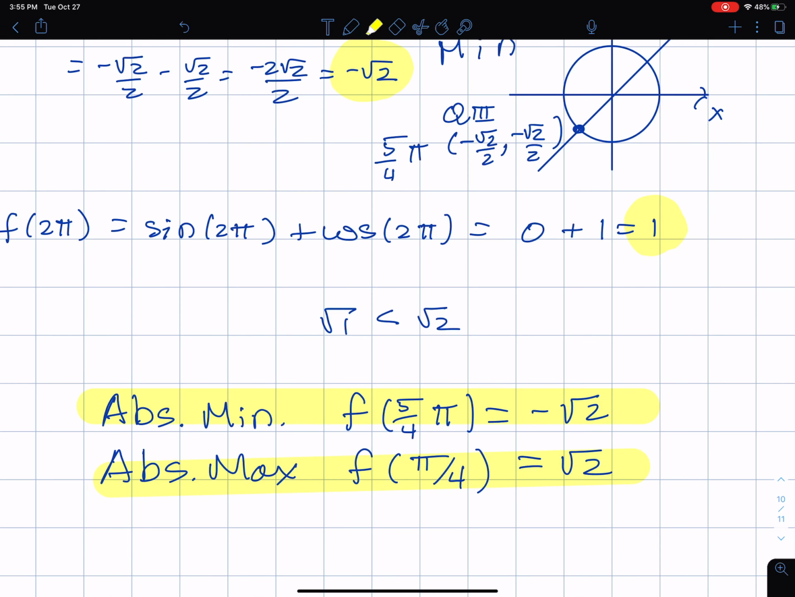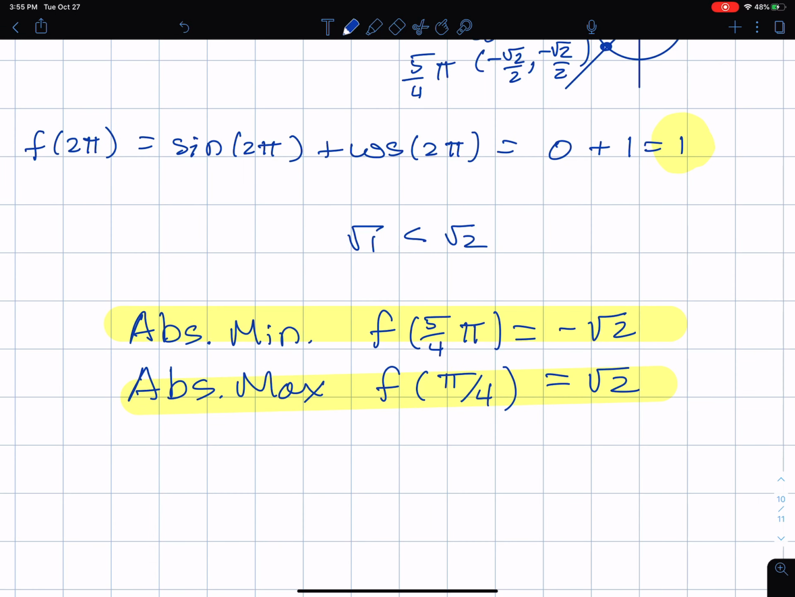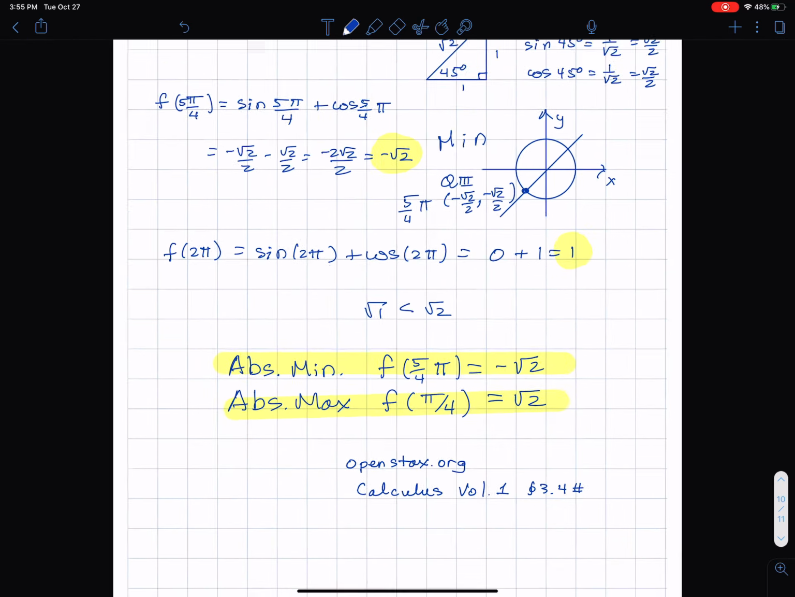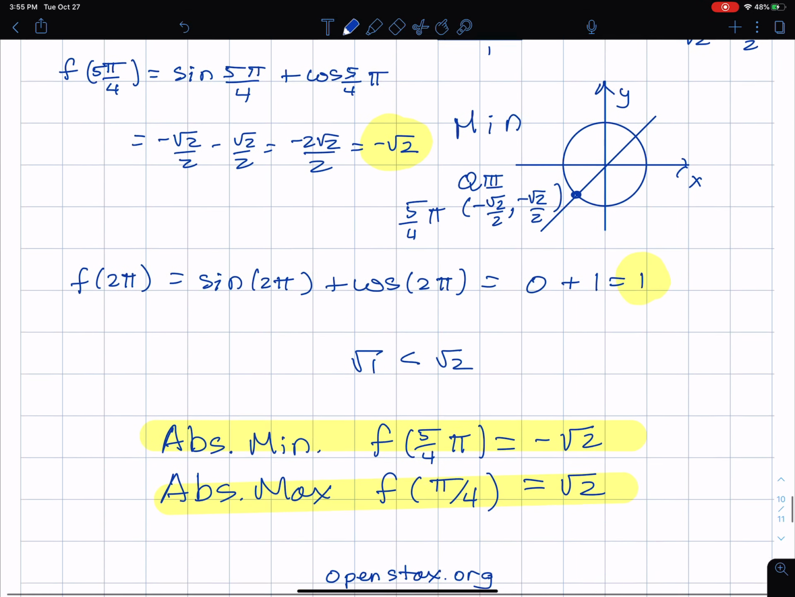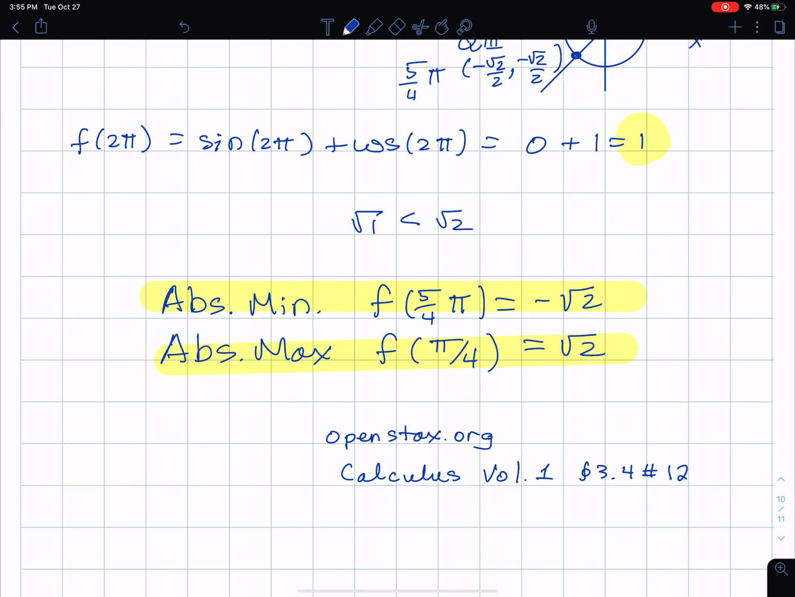But this is all from OpenStax.org, and this is Calculus Volume 1, Section 3.4, number, what was it? 127. See what's going on? This is a grant by some top people in organizations. It's not just some, there's some big names, you can check out who's behind it.